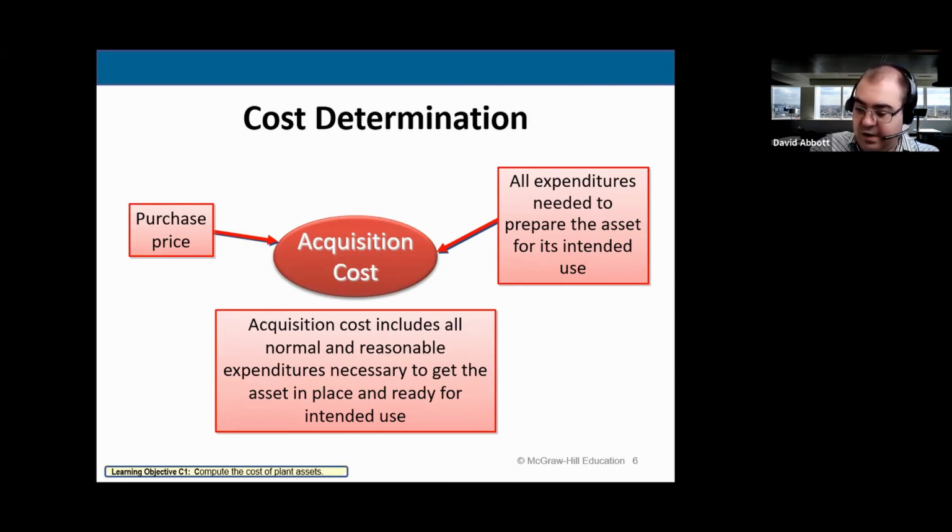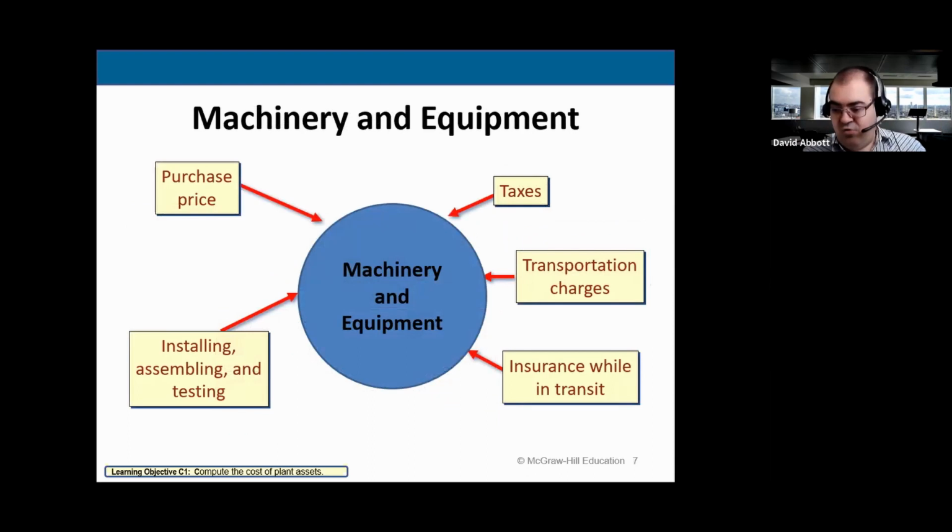Examples are the costs of building a base for a machine, installing electrical hookups, and testing the asset before using it in operations. So you may purchase a large machine, it has to be bolted to the floor. Maybe you have to have 480 volt electricity ran to it, etc. And you also have to test it before you can actually start using it to manufacture whatever. So all of those things would be considered part of the cost, also the cost of getting it to your location.